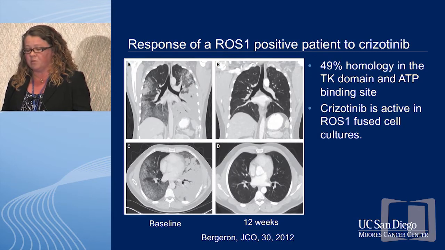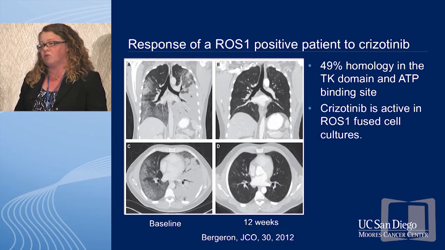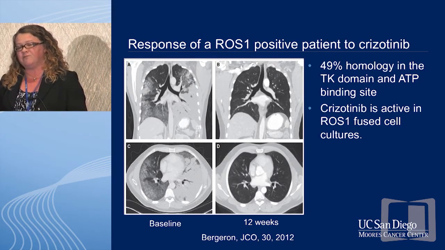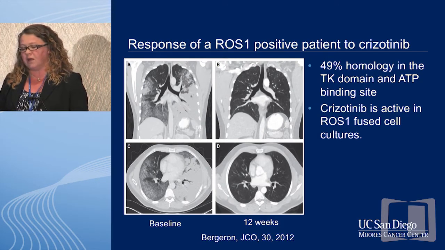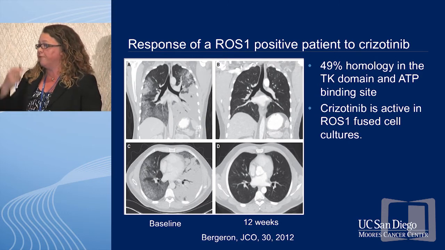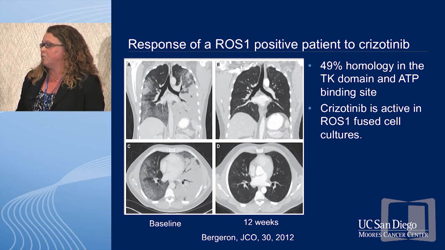Since ROS fusion gene is about 50% identical to the ALK fusion gene on the tyrosine kinase domain, people have thought that maybe trying crizotinib will work, and it did. This is a case report which was published in JCO. This is a patient at baseline. You can see a lot of disease in the lung, and this is about 12 weeks on crizotinib. The patient did have ROS fusion gene.